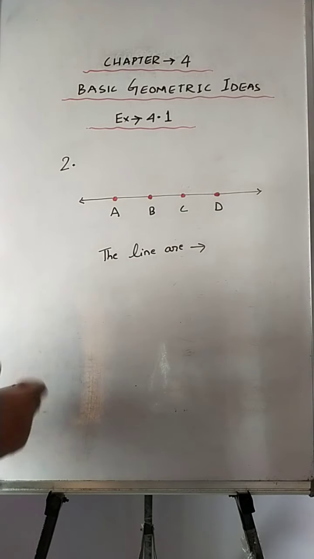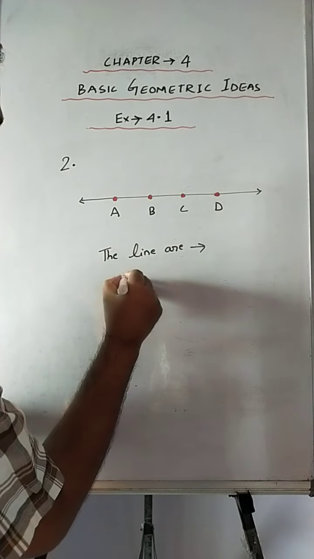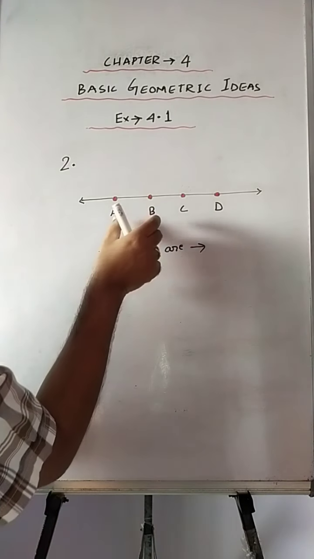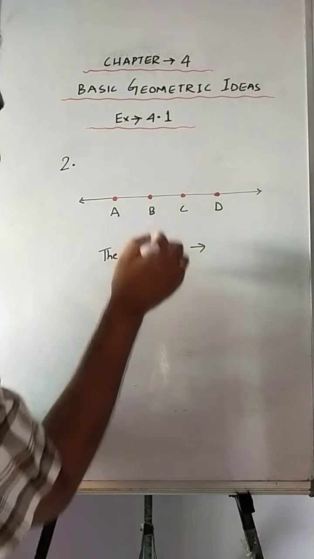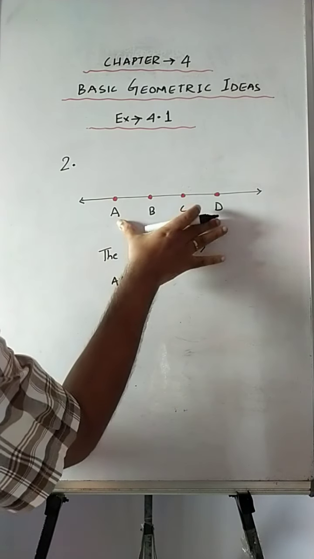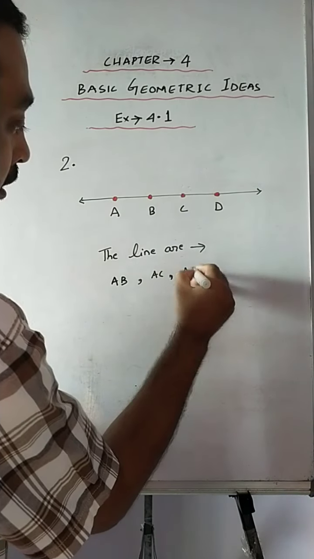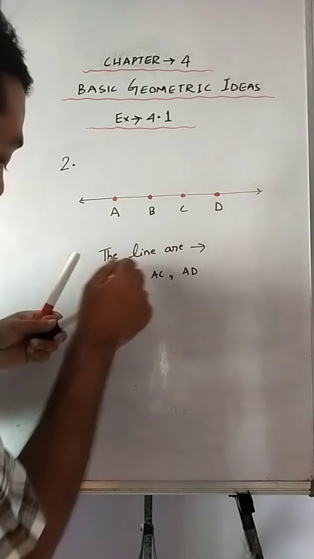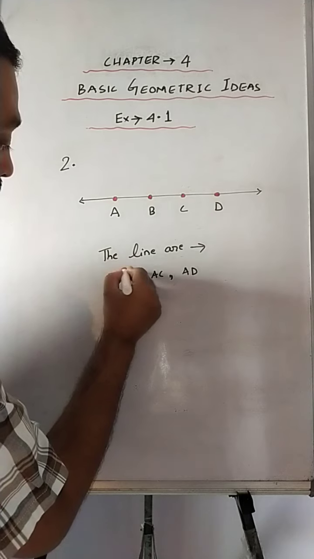AB is a line. 2 letters at a time you can take. AB, AC, and AD. These are the 3 possible lines from point A. Since they are lines, we have to again put a symbol like this.